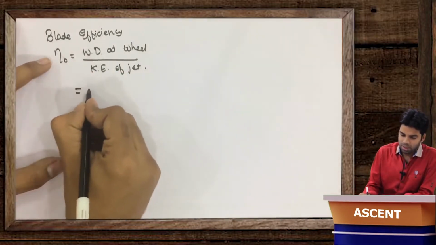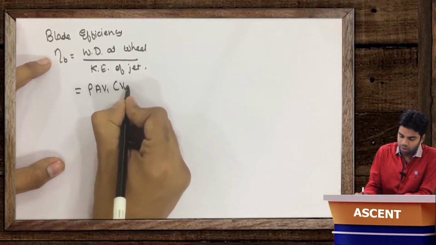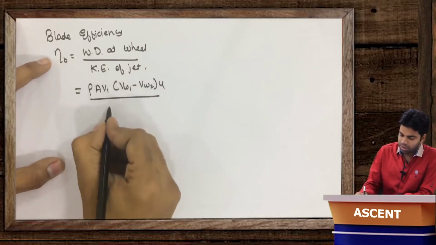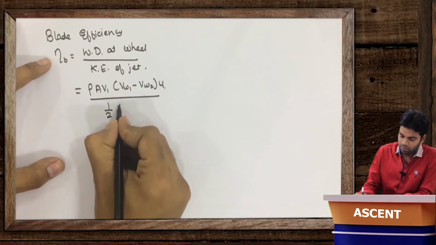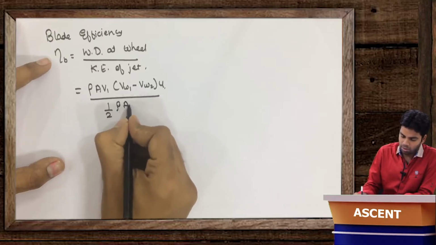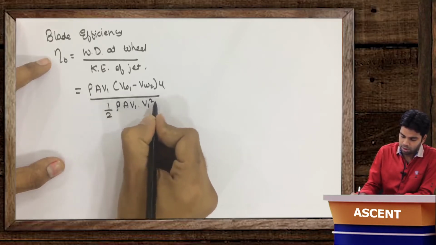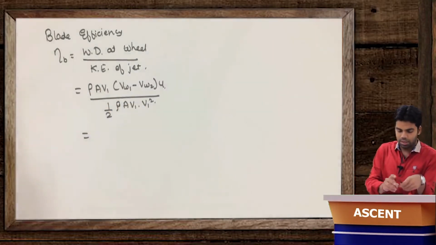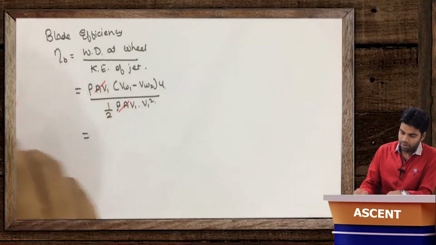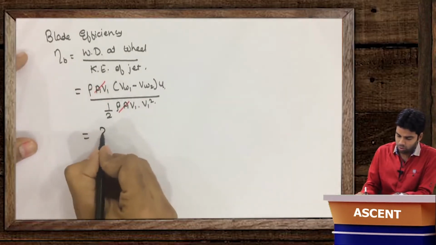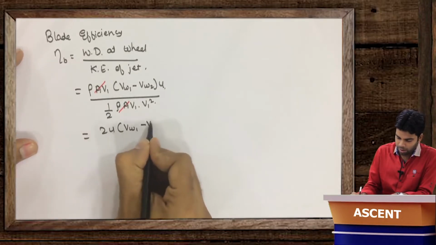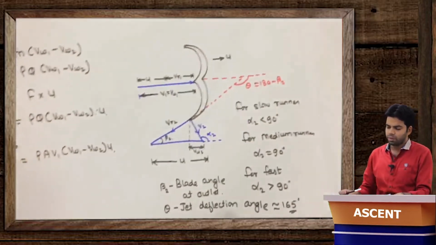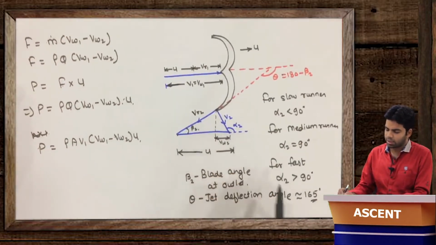Further this can be written as rho A V1 into (VW1 minus VW2) into U divided by kinetic energy of jet, which is nothing but half m V square, and m can be written as rho A V1, into V1 square. Getting this? Okay, so further this rho A V1 and rho A V1 get cancelled out, and we will get 2U (VW1 minus VW2) divided by V1 square. This is the case when we are considering alpha 2 as greater than 90 degree.